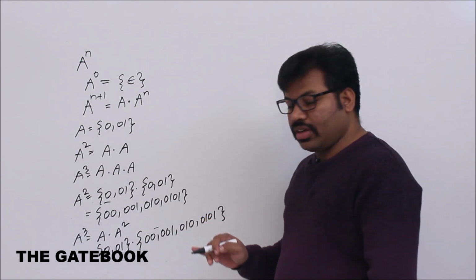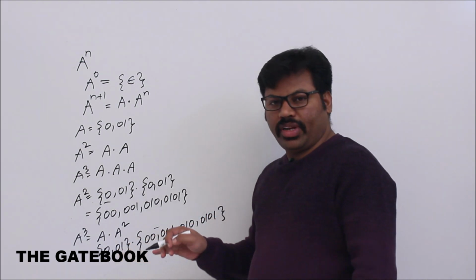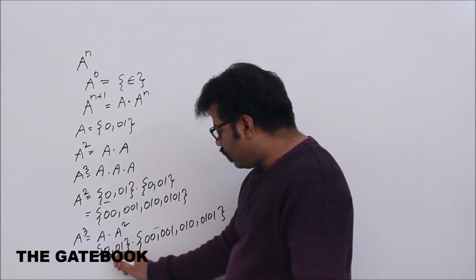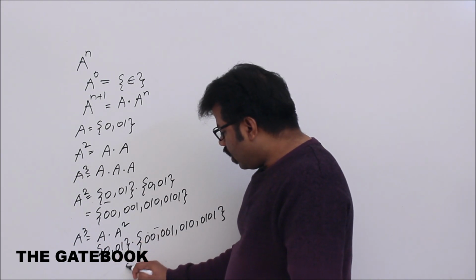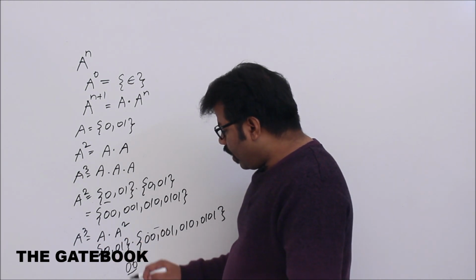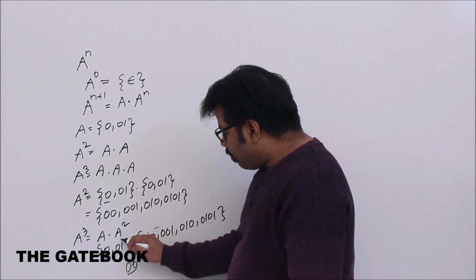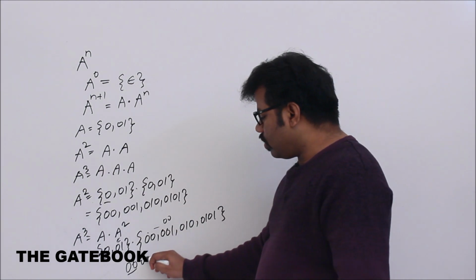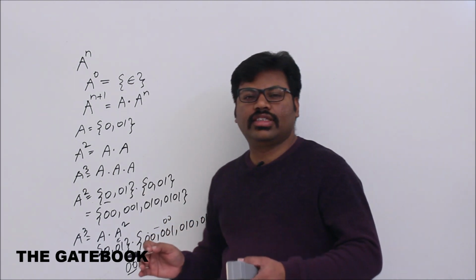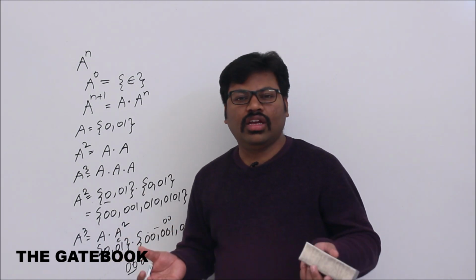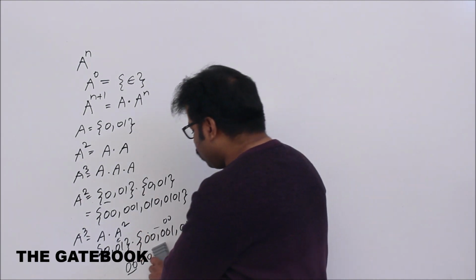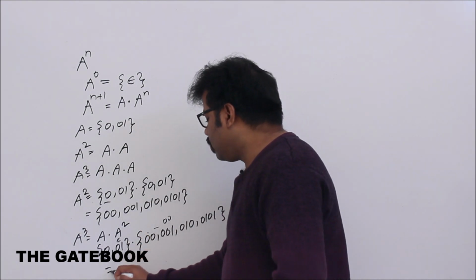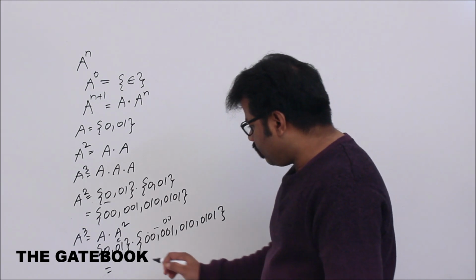Why am I saying "may"? Because there might be some duplicates. For example, here if you have 0, and here if you have 0, then you get 00. What if you have epsilon here and 00 there? Then epsilon dot 00 is 00. That means when you do concatenation between two sets, you might get duplicates. That you should understand. But in this case you get all 8 distinct strings.